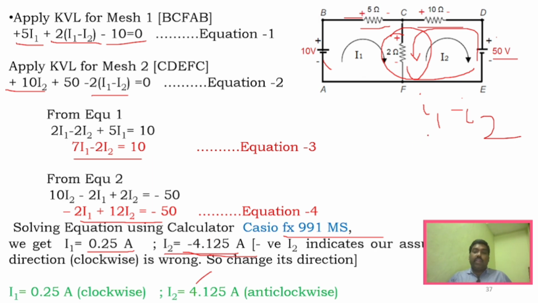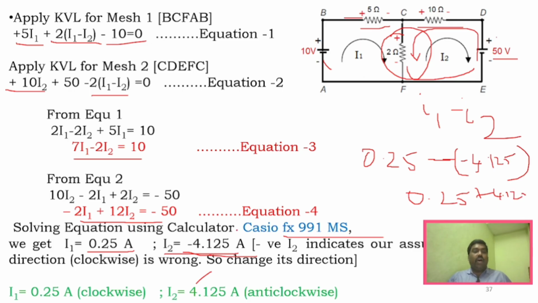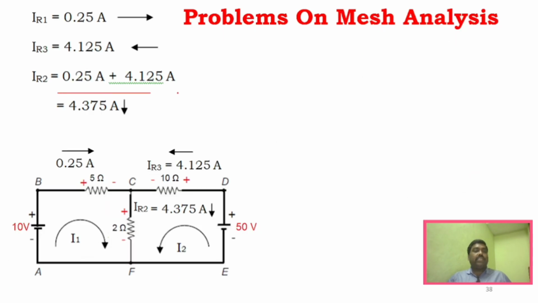Without neglecting the sign, you can put I1 minus I2, which means 0.25 minus of minus 4.125, which will become plus. So you add 0.25 plus 4.125. You can also do it that way. Or if you are neglecting that minus and writing it as I2, then you have to write I1 plus I2. I1 plus I2, that is actually correct.